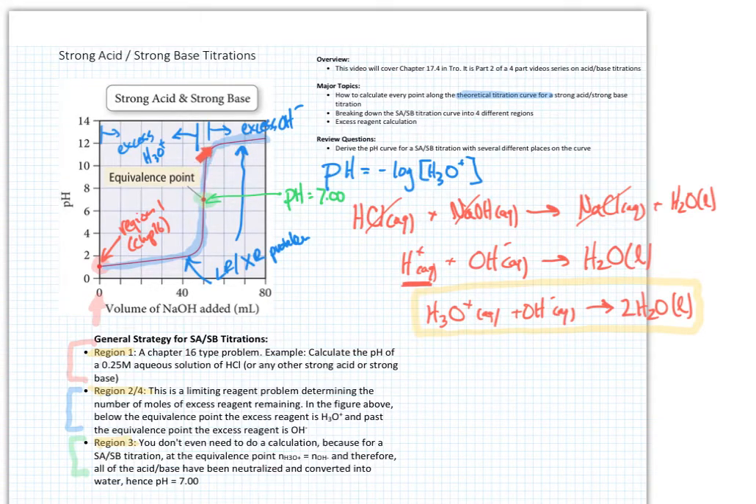For the region past the equivalence point, we're going to have an excess amount of hydroxide, so then we can calculate the pOH, which, if you recall, is basically the same formula. pOH is equal to negative log of the concentration of OH-. And then, of course, you remember pH plus pOH is equal to 14. So using these two equations, we can figure out what the pH is of the solution once we get beyond the equivalence point.